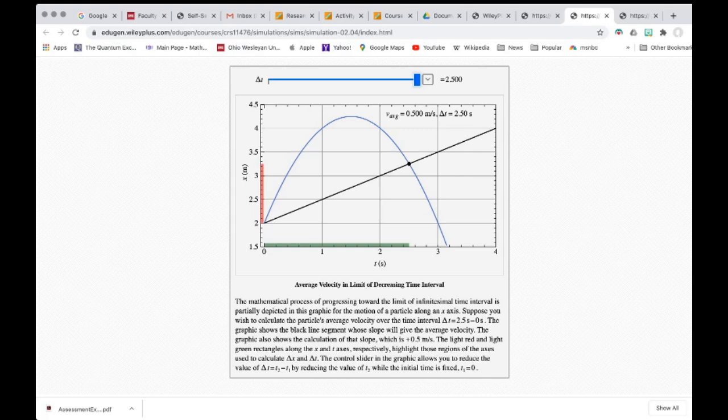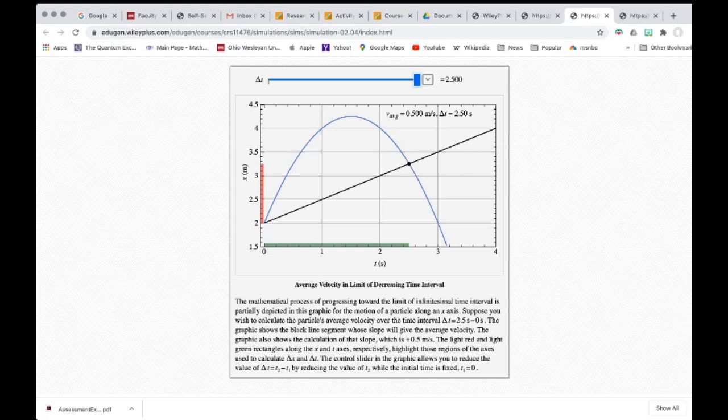And the slope of that black straight line in the video, that's v average, because the slope is rise over run. The rise is delta x, the red rectangle. The run is delta t, the green rectangle. Delta x over delta t is, for this graph, rise over run, that's slope. So the slope of that straight line is the average velocity for the time interval delta t.